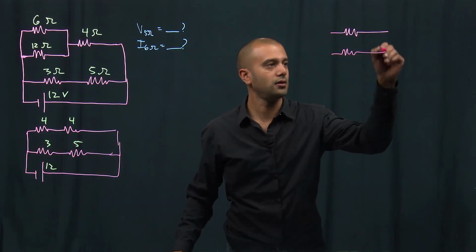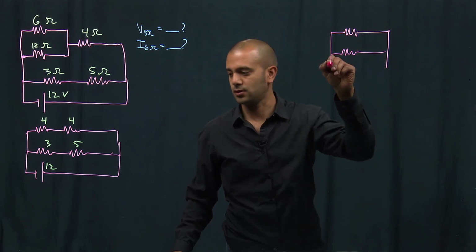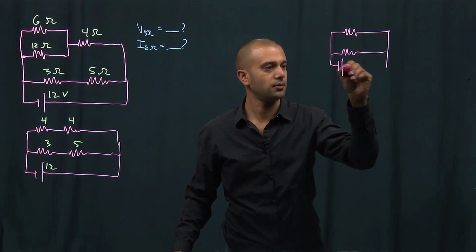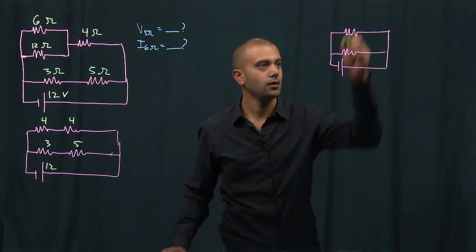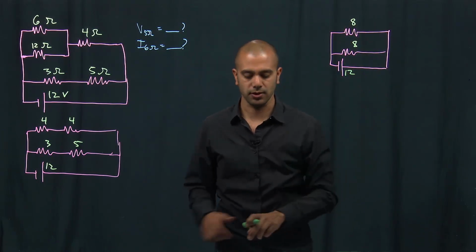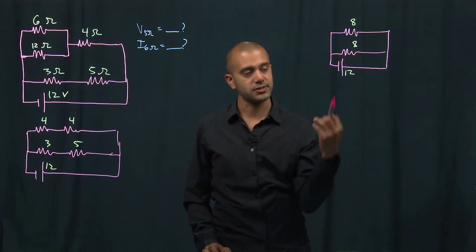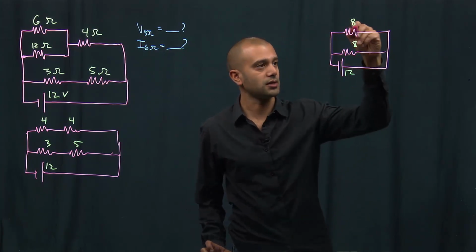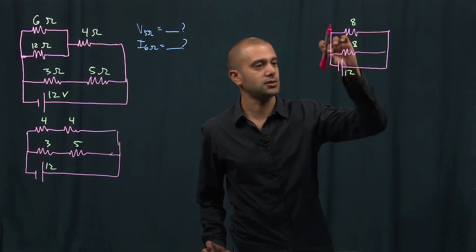So we have a circuit that looks like this now. The battery is in the same position with this equivalent resistance of 8, this equivalent resistance of 8, and then a 12 volt battery. And now we can do it one more time. Here we have them in parallel because, again, each end is connected to the same node.